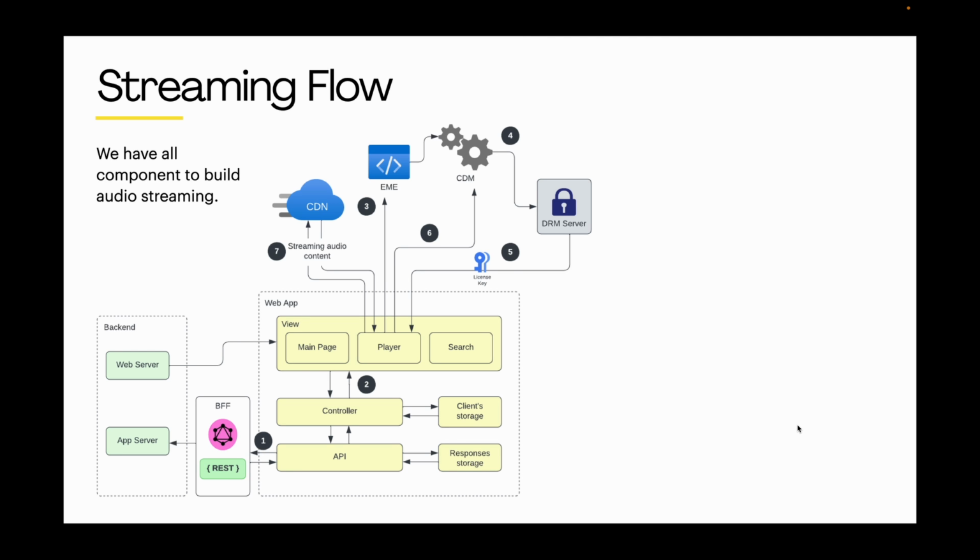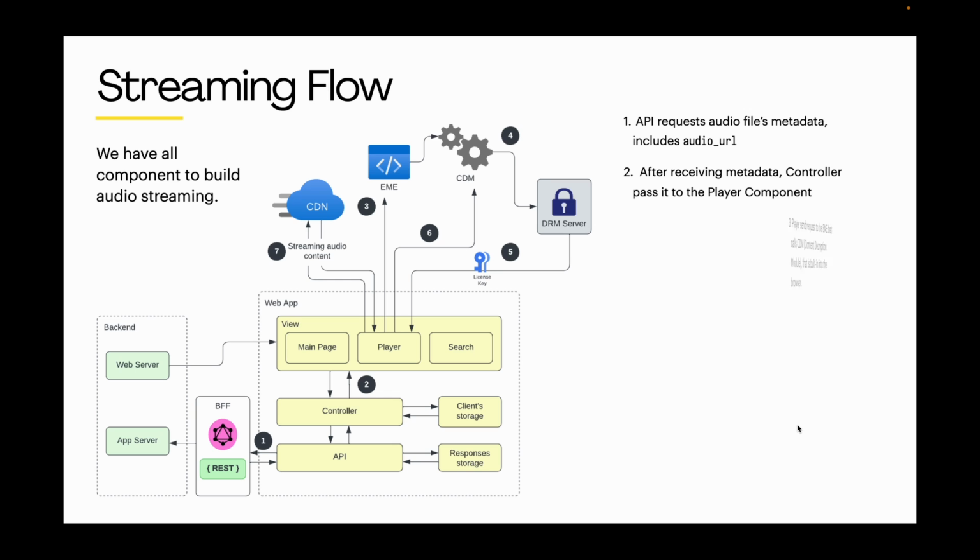Now we have more details about our system. Let's see how CDM and DRM interact with the other components. First, the API requests the audio file metadata, including the audio URL. After receiving the metadata, the controller passes it to the player component. Next, the player sends a request to the EME, which calls the CDM that is built into the browser.